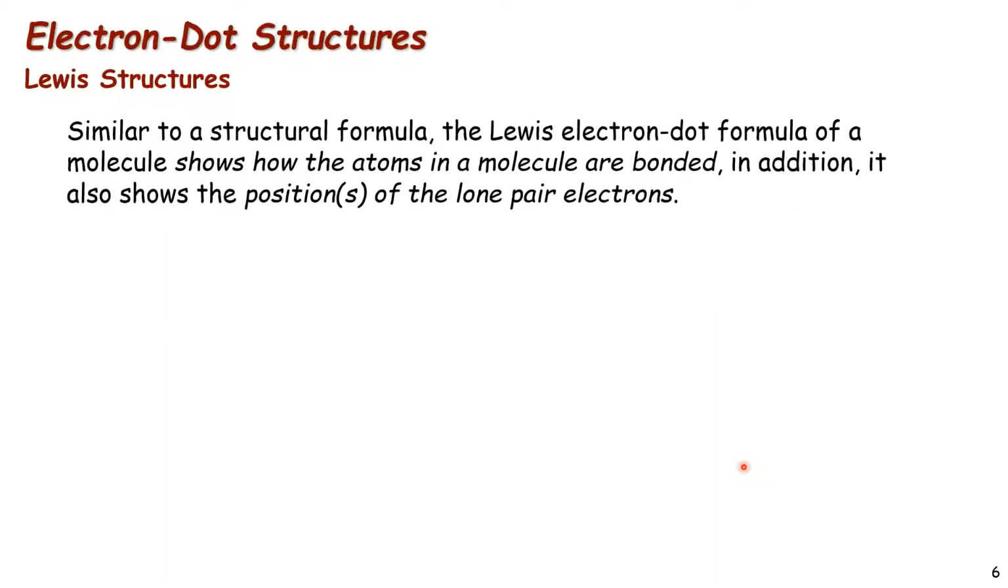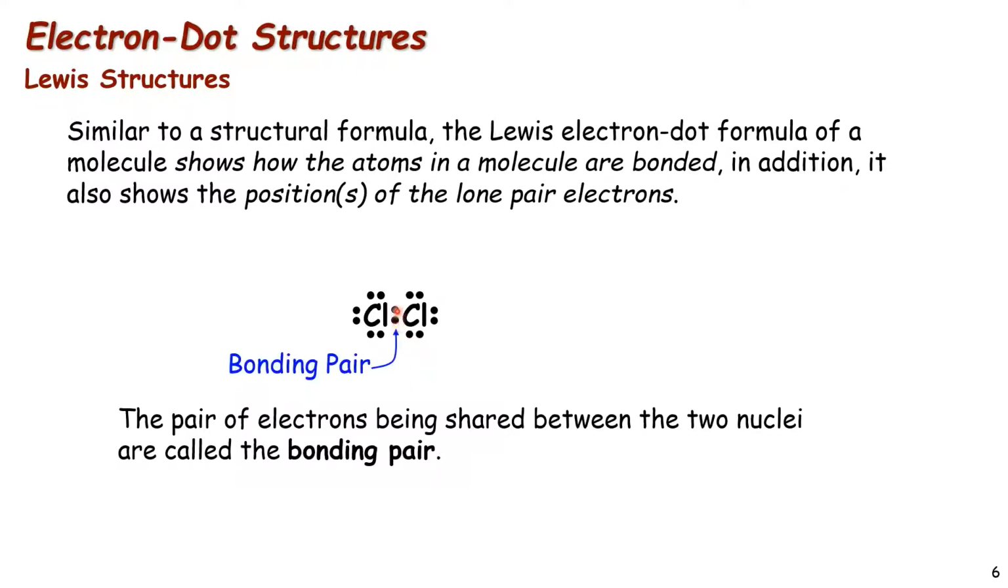Similar to a structural formula, the Lewis electron dot formula of a molecule shows how the atoms in a molecule are bonded, and whether they're single, double, or triple bonds. In addition, it's going to show us the position of all the lone pairs. Now, this is not telling us how the atoms actually sit in three-dimensional space. This is just telling us what's connected to what and where the lone pairs are. So, for example, here we have the chlorine molecule. Basically, we have a bonding pair of electrons, so these are the electrons that are shared. And again, we could have 2, 4, or 6, depending on whether it's a single, double, or triple bond.